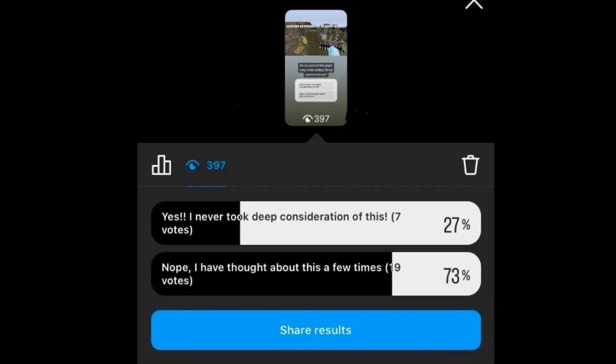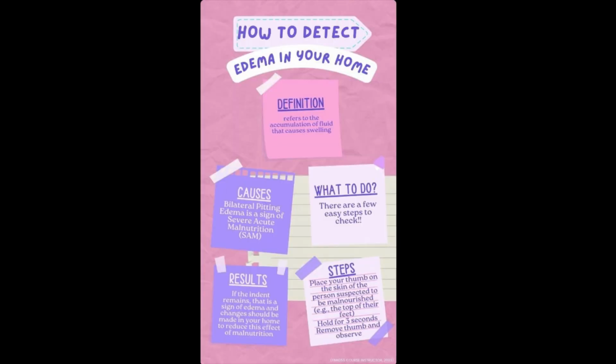I was surprised because out of 26 respondents, 73% have thought about hunger in first world countries. I included some information that the audience can apply in their homes. I gave a definition of what edema is and what it causes. Then I listed step-by-step instructions on how to check it at home.